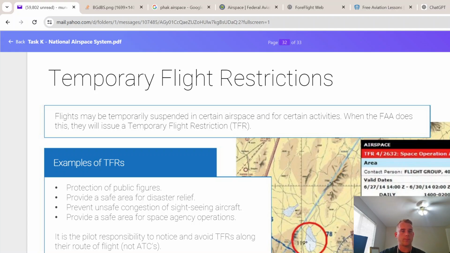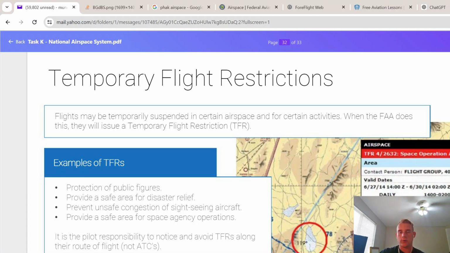Okay, TFRs: protection of public figures, providing a safe area for disaster relief, preventing unsafe congestion of sightseeing aircraft, providing a safe area for space agency operations. This is what I was talking about with the Albertson Stadium near me. There's a lot of people in one area. There's a football game. They're going to put a TFR over that area. These come and go. They're temporary. Sometimes they last a day, sometimes they last a week. And that's all you need to know.